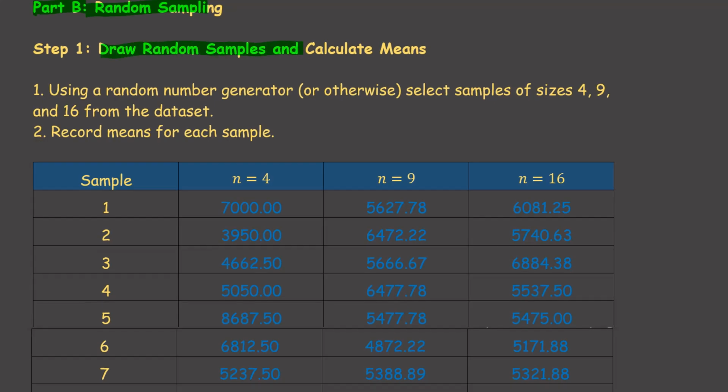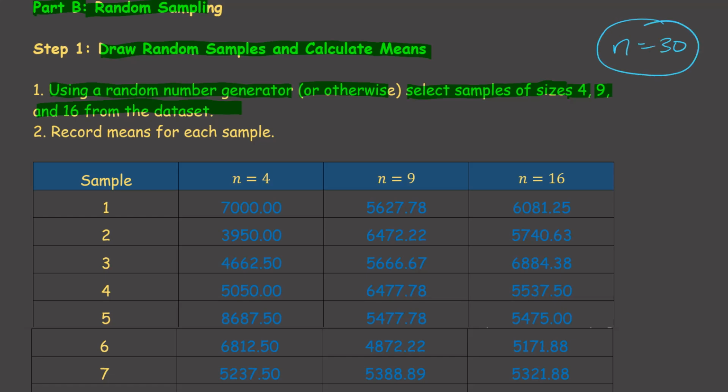Then part B, we're going to do some random sampling. We're going to draw random samples and calculate means. Using a random number generator or otherwise, select samples of size 4, 9 and 16 from the dataset. As we've seen before, we've talked about this n equals 30 as being a bit of a magic number, but that's just for the exams. It's not really that much of a magic number. These samples are all of a smaller size than should give us good normality from such a distribution. However, we should see an improvement as we go from 4 to 9 to 16.